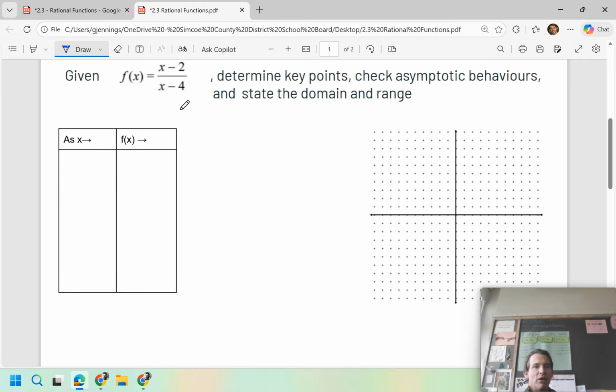All right, here we go. f of x equals x minus 2 over x minus 4. Let's find our key points, check our asymptotes, and state the domain and range. Okay, I'm going to do key points first because you can do this in any order. All right, so find the key points.